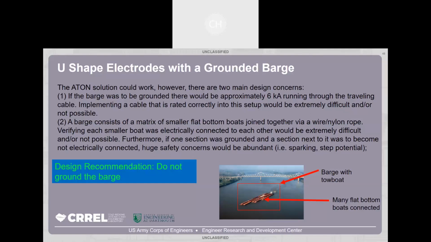There are several barges connected and close to each other. If one barge was not perfectly electrically connected to the one next to it, you'd get huge arcing, because there'd be a huge potential difference between them. So for both those reasons, we've suggested that, although it's a beautiful theoretical fix, it's just not a possibility, we don't believe.